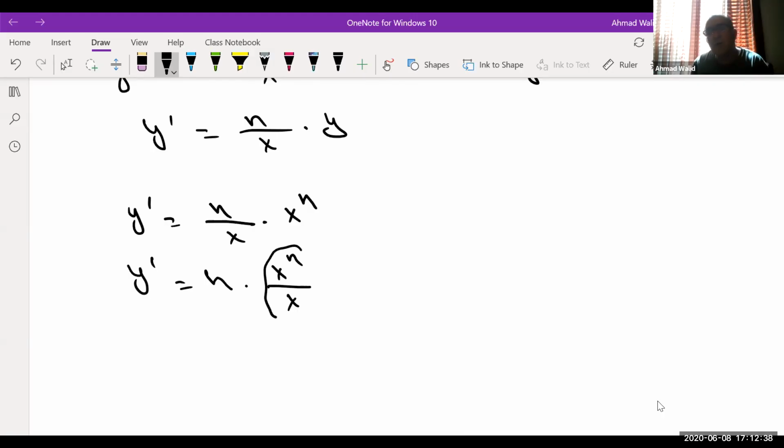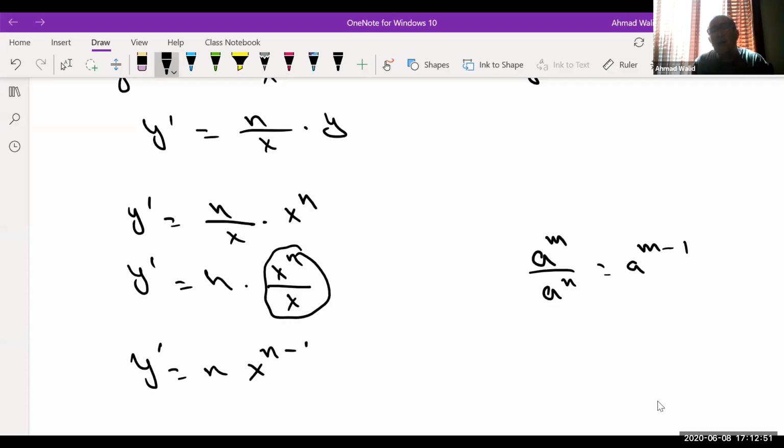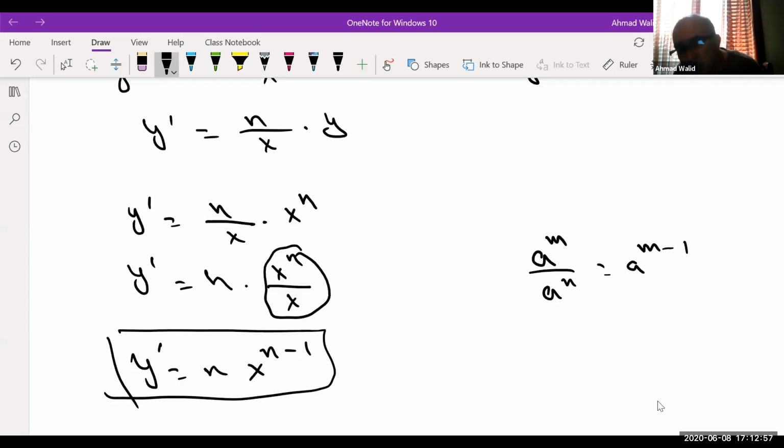Let's simplify this part based on the exponential rules. a to the m over a to the n equals a to the m minus n, right? Let's simplify. Then y prime equals n x to the power of n minus 1. You proved it. This is the reason. If you have, let's say, only x to the power of 5, you take the derivative, you write 5x to the power of 4. You learn this in calculus 1, you apply this rule. But why? The proof here, you learn it in calculus 2. Correct?